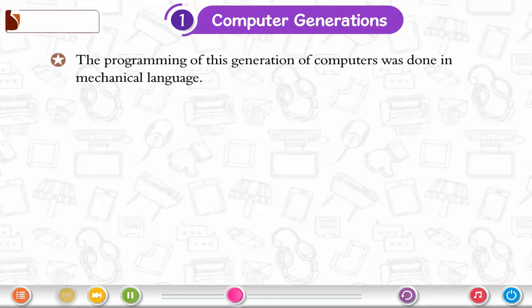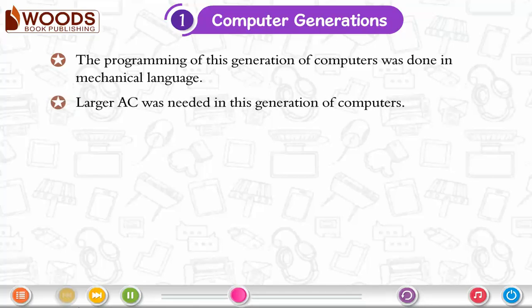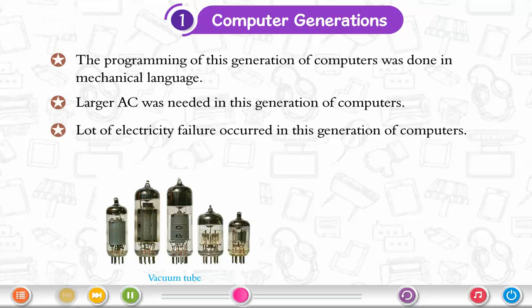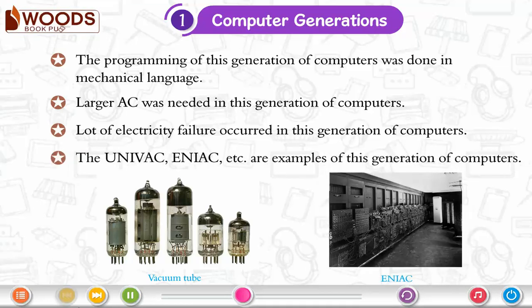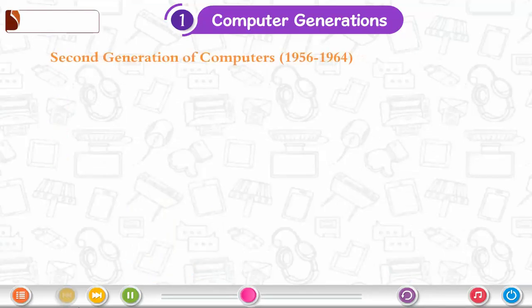The programming of this generation of computers was done in machine language. Larger AC was needed in this generation of computers. A lot of electricity failure occurred in this generation of computers. The UNIVAC, ENIAC, etc. are examples of this generation of computers. Vacuum tube, ENIAC.